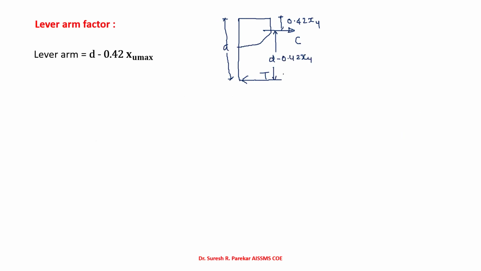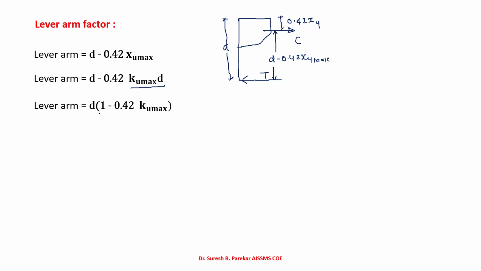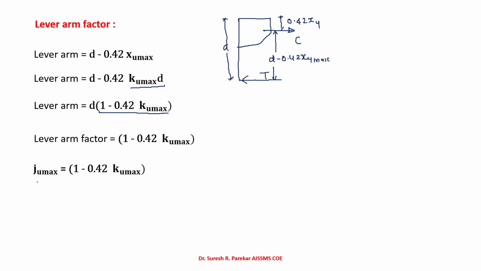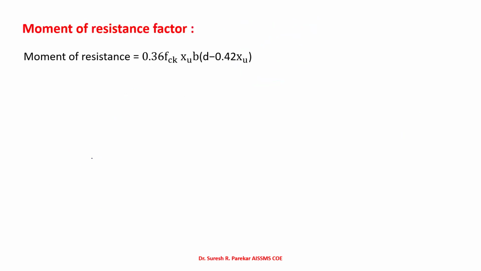And this we have d minus 0.42 xu max. So for balance section we are mentioning over here. And then we are going to substitute xu max as ku max into d. So here we have mentioned ku max into d, and from this we will get d common, and then we have lever arm factor as this portion 1 minus 0.42 ku max. So that is ju max. And then we have third, that is moment of resistance factor. So we have moment of resistance 0.36 fck xu b. So this will be my compressive force Cu, and this is my lever arm.